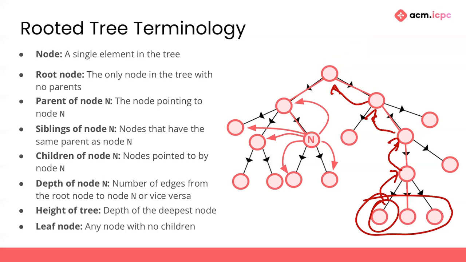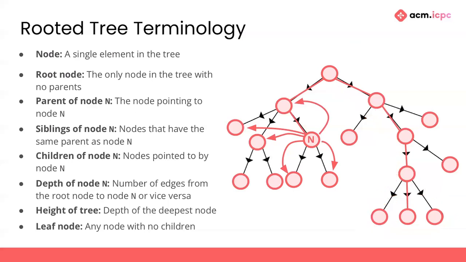Okay. Finally, this one's probably one of the most widely used ones apart from children and parents, is the leaf node. And that is any node with no children. So if we look at our tree, there's actually quite a few leaf nodes.